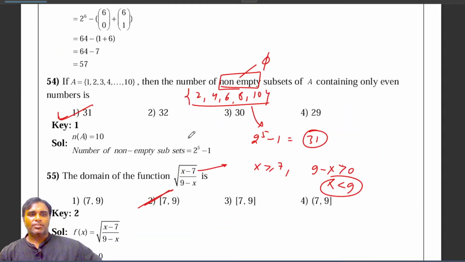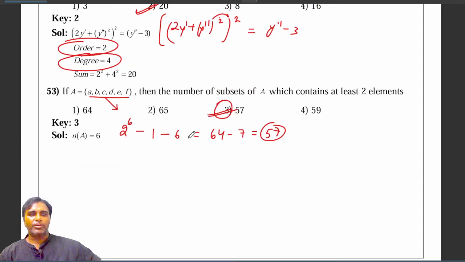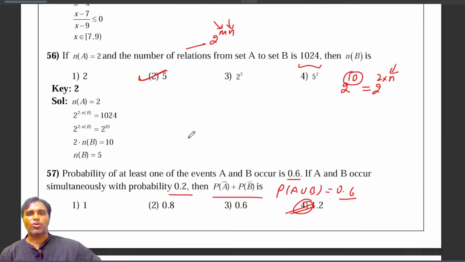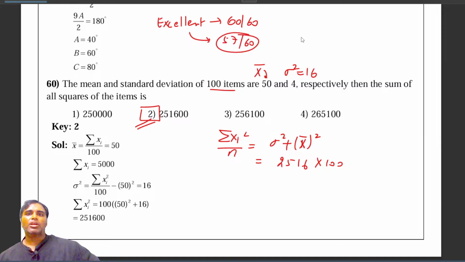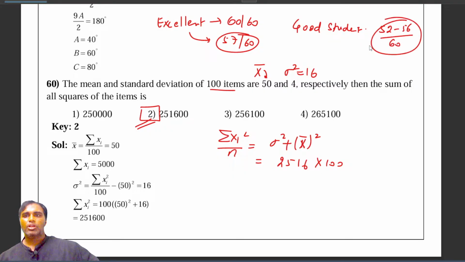So with that, we have completed the whole 51 to 60 questions analysis. According to me, if you are a very good, excellent student, you should get 60 out of 60. And if some mistakes happened, but you are again an excellent student, then 57 out of 60. For good average students, I will say your scores must lie between 52 to 56. Below this you will get nothing because the paper was on the easy to moderate side.